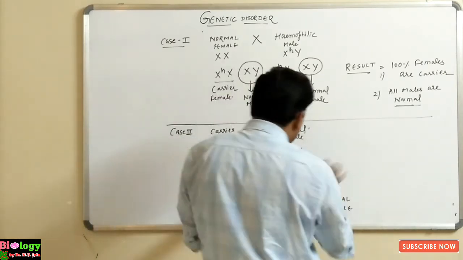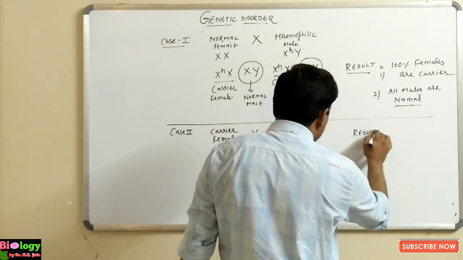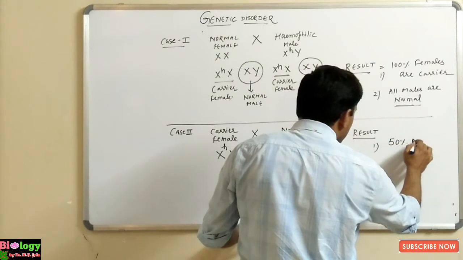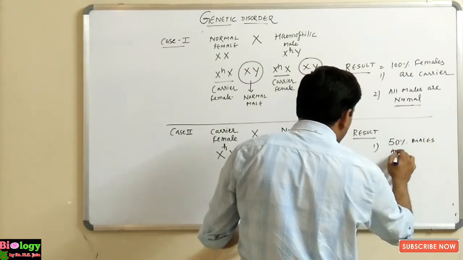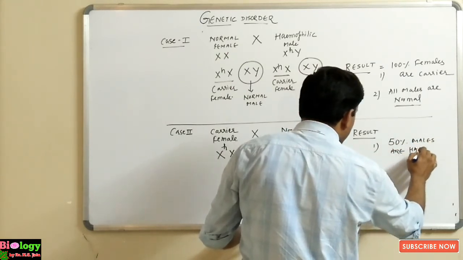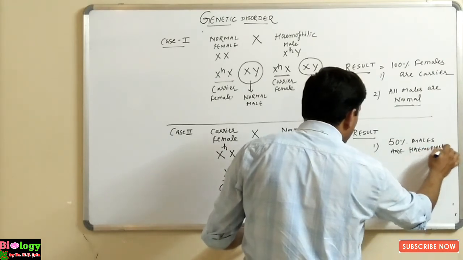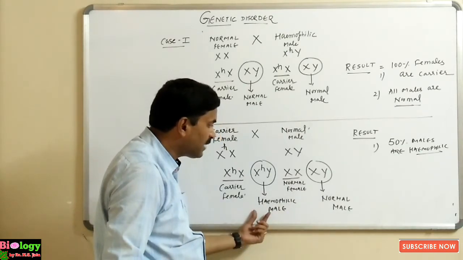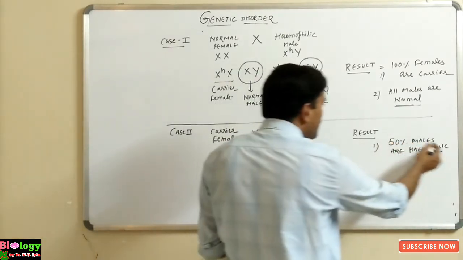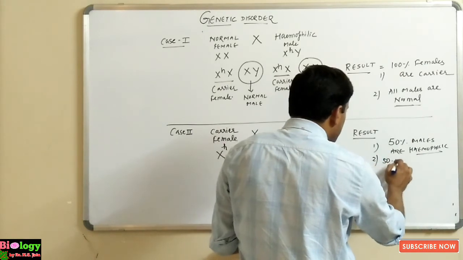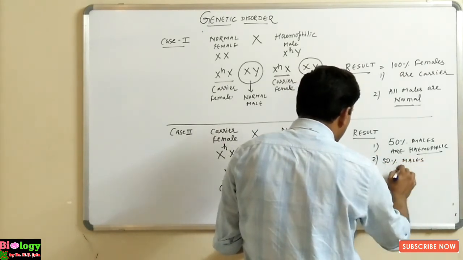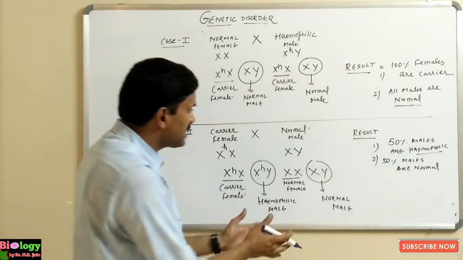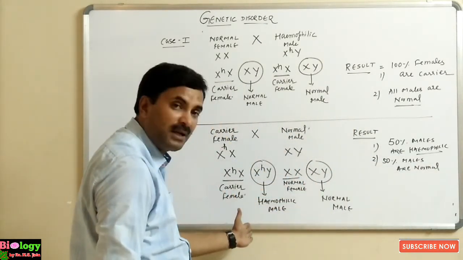After watching this cross you can give the result also. The result is that here 50% males are hemophilic. Means what? Out of total males, why 50%? Out of the total males, half are normal and half are hemophilic. So we can say that 50% males are hemophilic, 50% males are, come on, normal. Means out of the total males, half are normal and half are hemophilic.